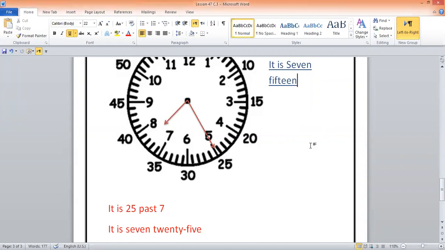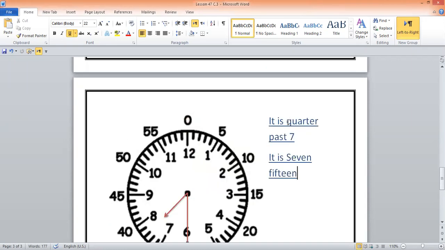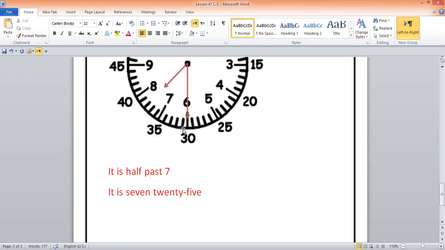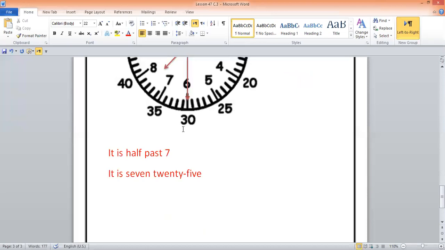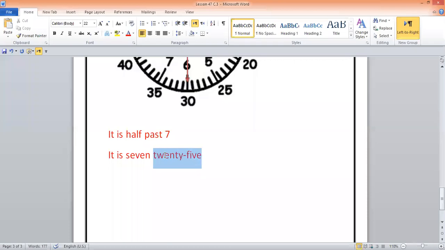All right, guys, let's suppose it comes to the 6. On the 6, you can see 30 minutes have passed. Like for 15 minutes you use quarter, for 30 minutes you will always use half. So it is now half past 7. You will not say it is 30 past 7. You will say it is half past 7, or it is 7:30. In both ways you can say it.